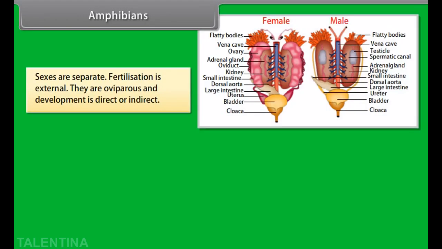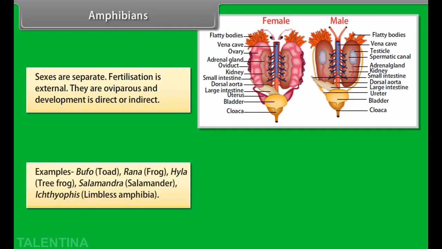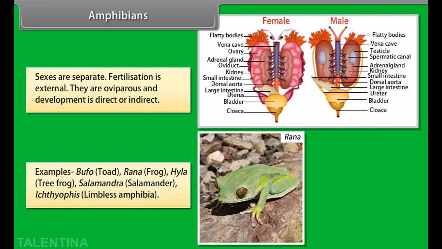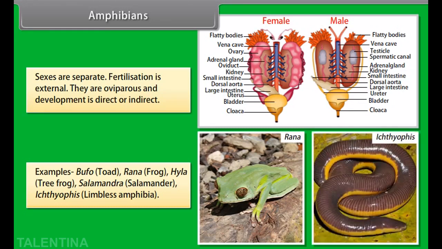Sexes are separate. Fertilization is external. They are oviparous and development is direct or indirect. Examples: Bufo, toad, Rana, frog, Hyla, tree frog, Salamandra, salamander, Ichthyophis, limbless amphibia.